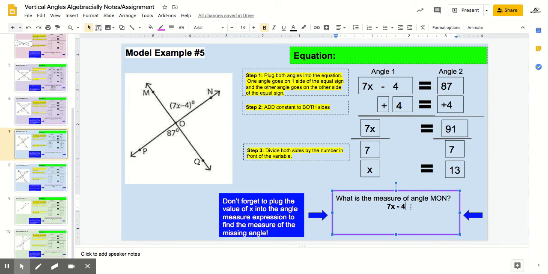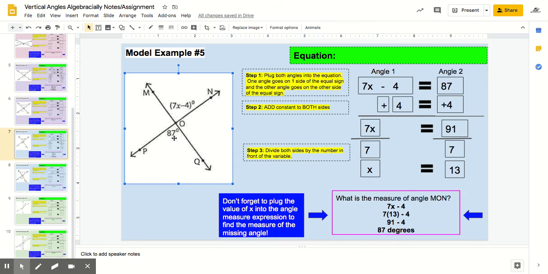Okay, but now I have to take that value of x and plug it into my angle measure here to determine what the actual degree is. Because it's not 13 degrees, we just know x is equal to 13. So now instead of writing x, I'm going to plug in the number 13, and I'm going to simplify this. 7 times 13 is 91, and then I have to subtract 4, and 91 minus 4 is 87. So I know that this angle, MON, must be equal to 87 degrees. And again, that makes sense because we knew that its vertical angle was also equal to 87 degrees.